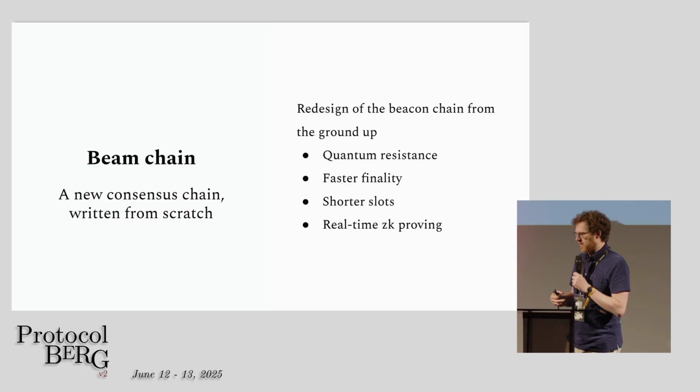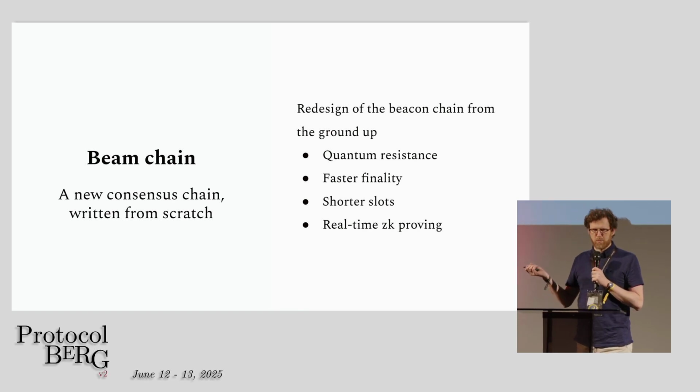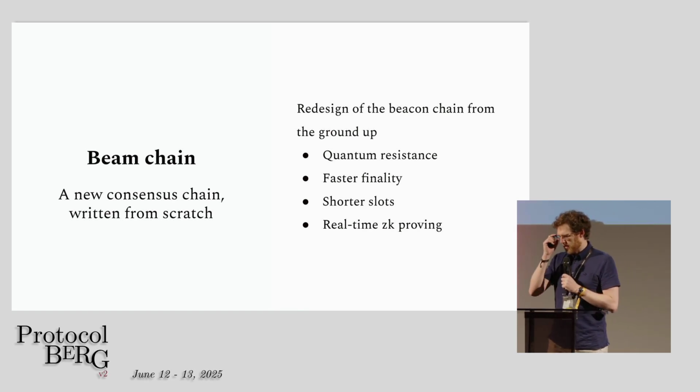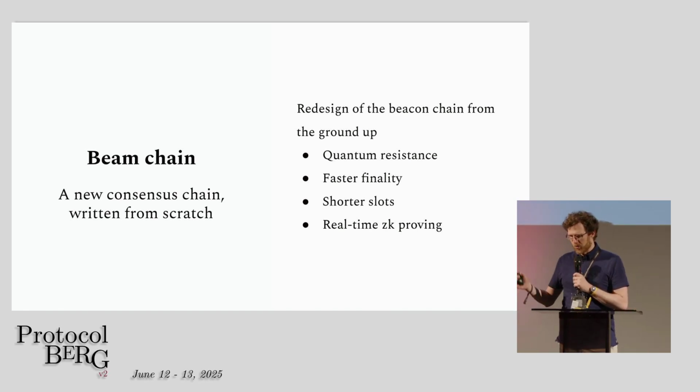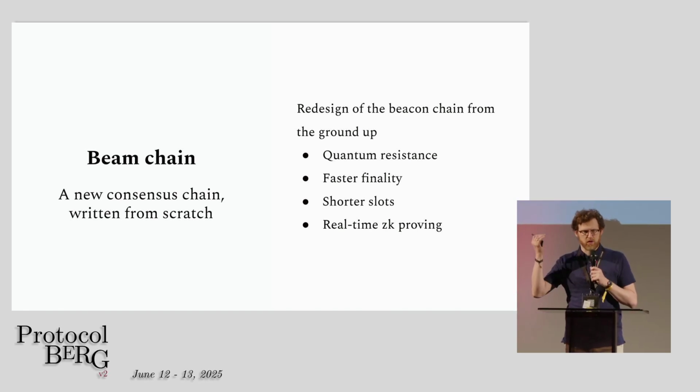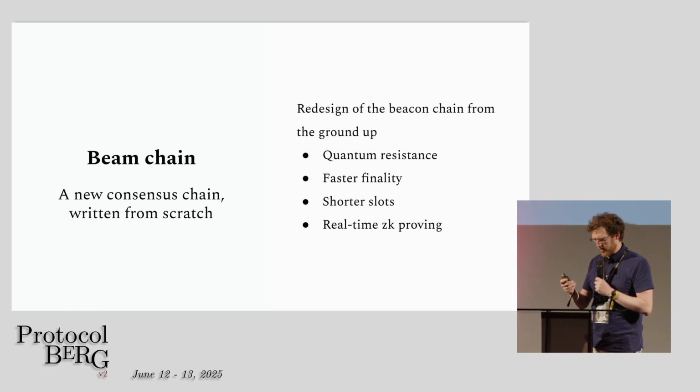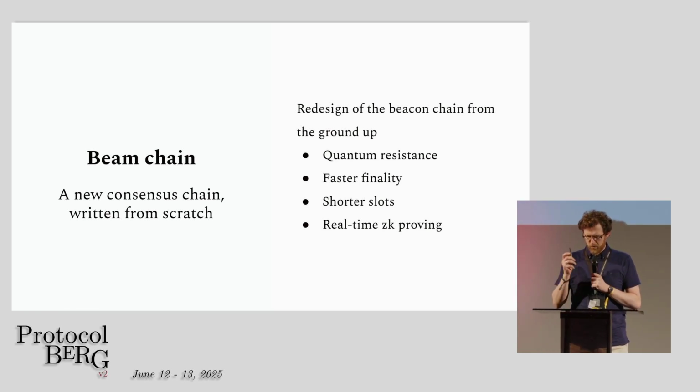Very quick summary. What is the Beam chain? I assume most of you already know, but it's a reboot of the Beacon chain in a way. We want to fix all things that we thought were a good idea back then, but turned out to not live up to expectations. And we want to throw in more stuff, quantum resistance, faster finality, shorter slots, all those things. It will be perfect this time.